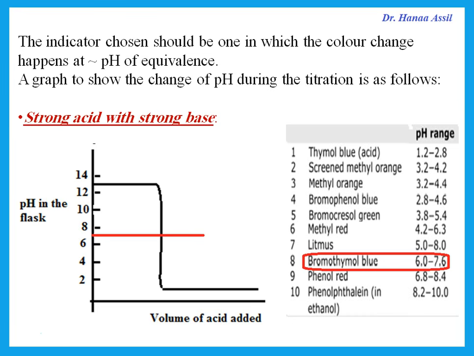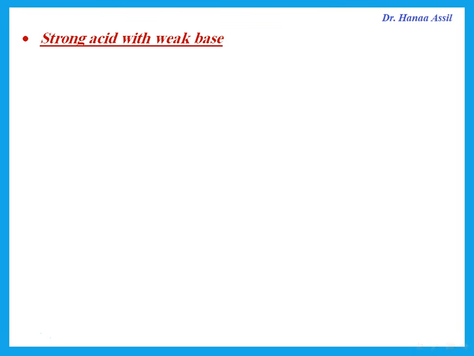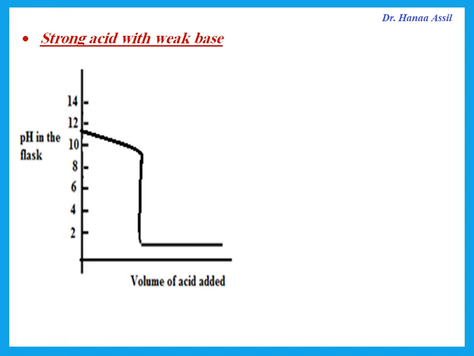So remember, we're titrating strong acid with strong base. The equivalence point is at around pH 7. The suitable indicator would be bromothymol blue. What if I'm titrating strong acid with weak base? So this would be the kind of titration curve that you will have.